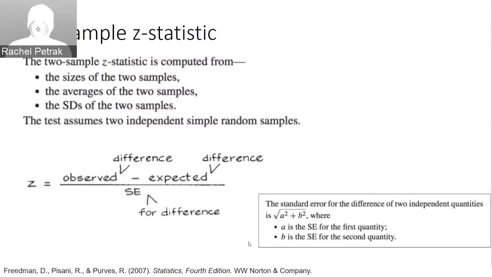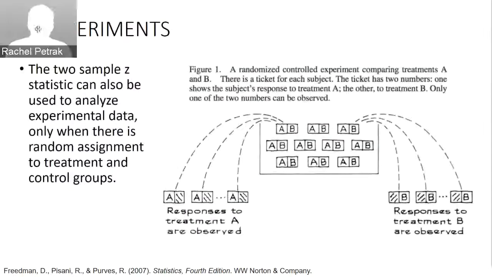We can also apply the two sample Z statistic to an experimental situation. The two sample Z statistic can be used to analyze experimental data, but only when there's random assignment to treatment and control groups. If there's not a randomized controlled experiment, then you can't use the Z statistic here. So that's the key piece there.